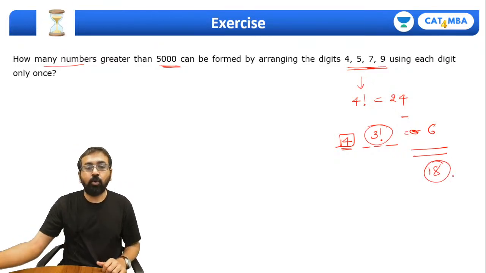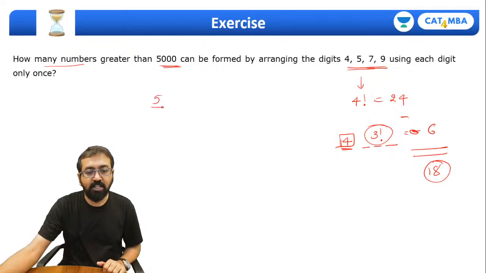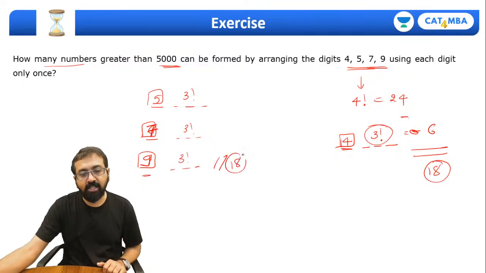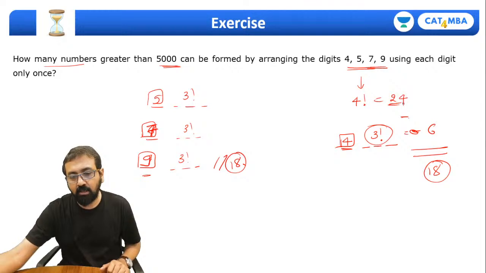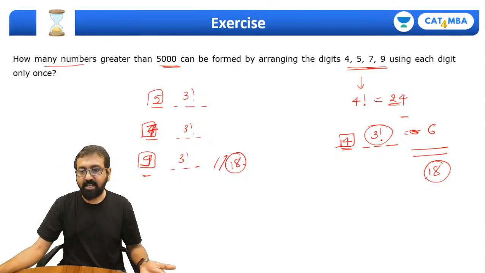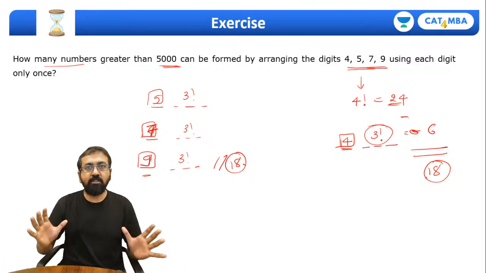Don't try to create, okay, let's fix 5 over here. So when I fix 5 over here, remaining digits can be arranged in 3 factorial ways. And let's fix 6 over here. So remaining 3 digits in 3 factorial. 6 nahi hai, 7 hai. And then 9 over here. If we fix 9 at this position, then remaining 3 digits, 3 factorial. So ultimately you are going to get 18. But instead, total minus numbers less than 5000 would be easier. Right, guys? Are you all clear?